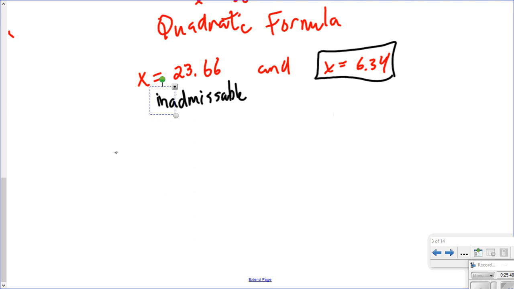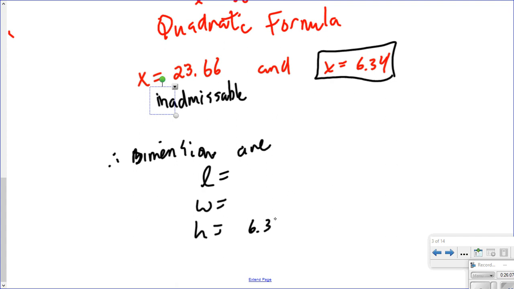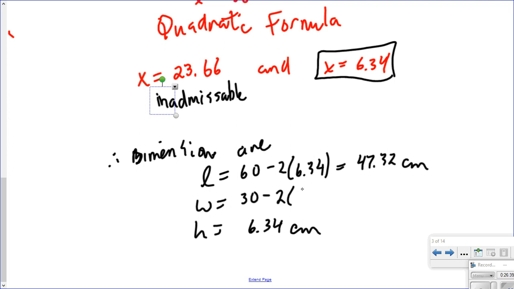So what are my dimensions? My length, my width, and my height. My height is my value of x, and it was in centimeters. My length is 60 minus 2x, and x is 6.34. That works out to be, I have in my notes, 47. My width is 30 minus 2x, x is 6.34, and again I have in my notes 17.36, I believe. All right, good to go.